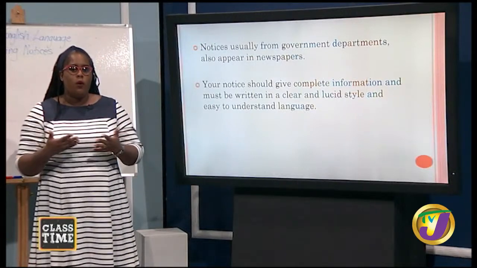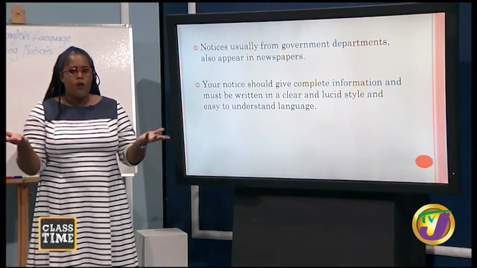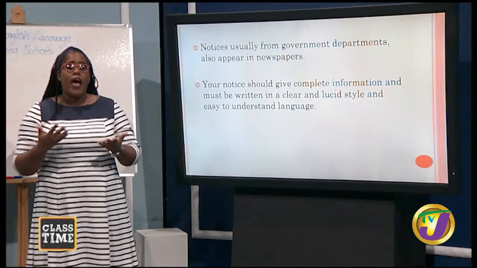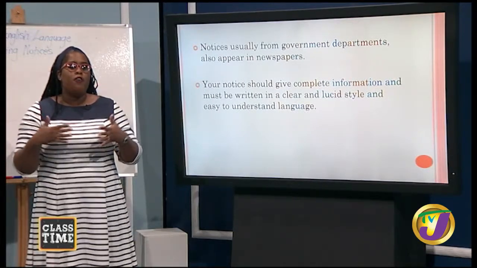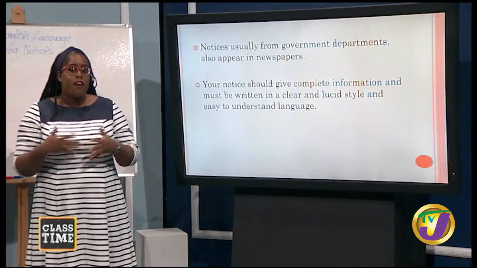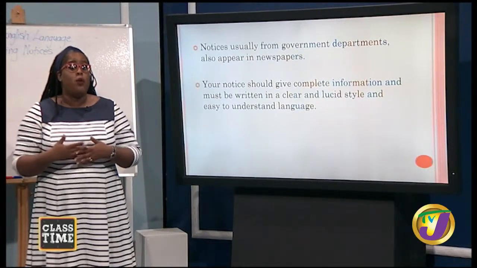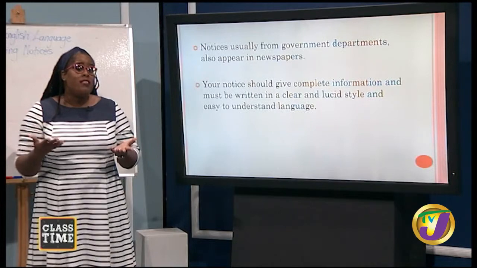Now, for me, when I see these notices posted around the place, what I notice is that there are very few words on that one notice. Why do you think this is so?